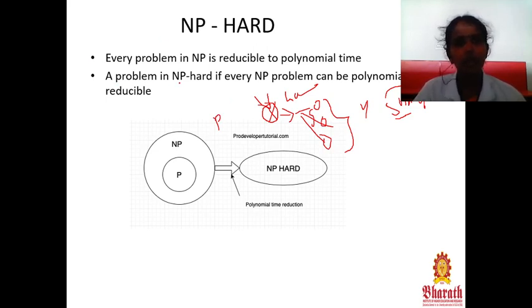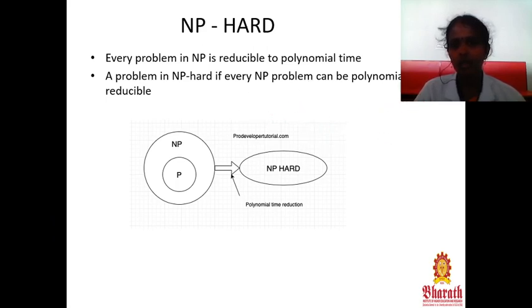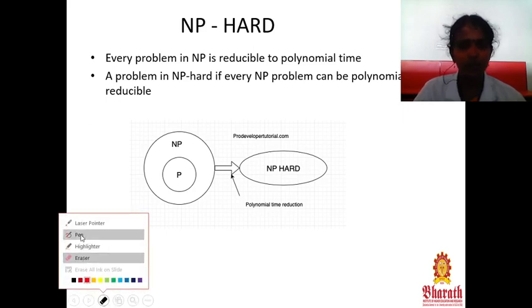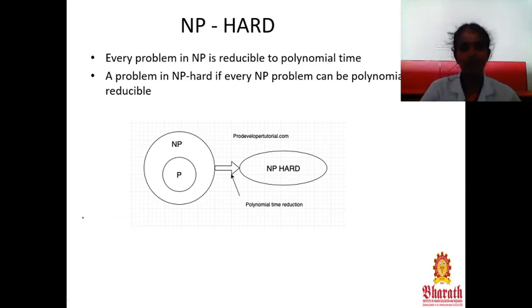So a problem is in NP hard if every NP problem can be polynomial reducible to it. If it is accepting the polynomial reduction, I can say it is an NP hard problem. Without reducing the NP hard problem, we cannot get the solution. Okay, so what is the example for this NP hard problem? We can say it is the shortest path algorithm.